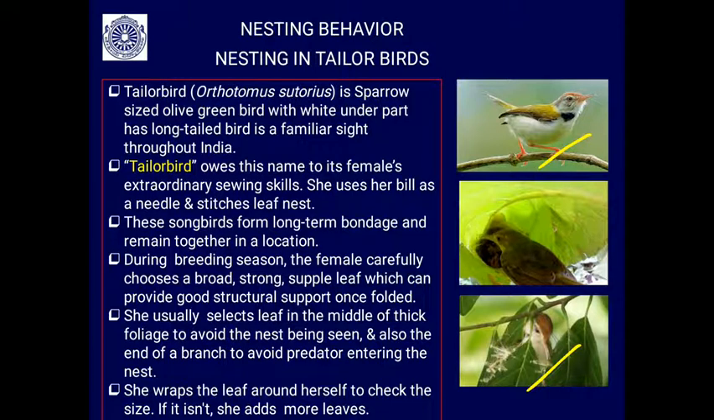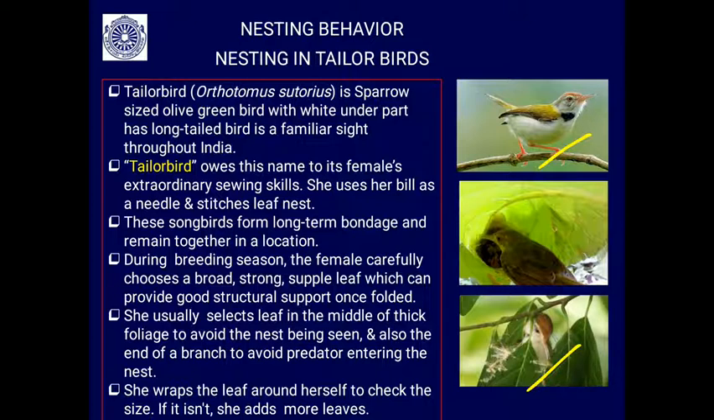These are songbirds, belonging to the big order of birds called Passeriformes. So all these are called songbirds. The Tailor birds show a long-term bond with their mating partner and remain together in a location. During the breeding season, the female carefully chooses a broad, strong and supple leaf which can provide good structural support once it gets folded. She is looking for such leaves.